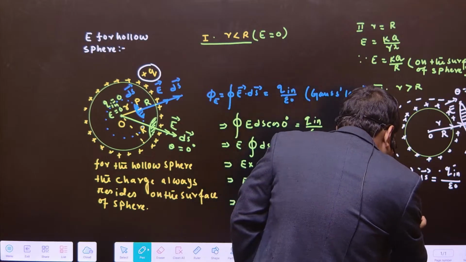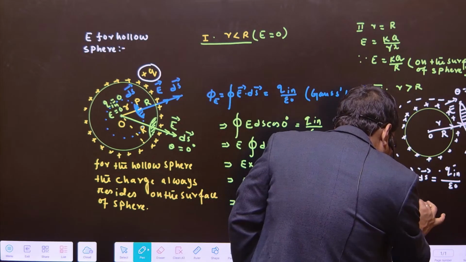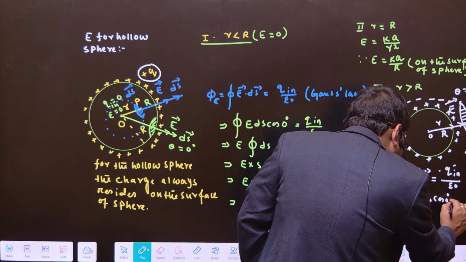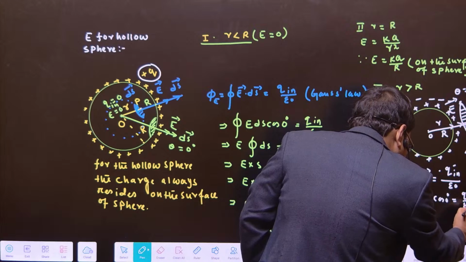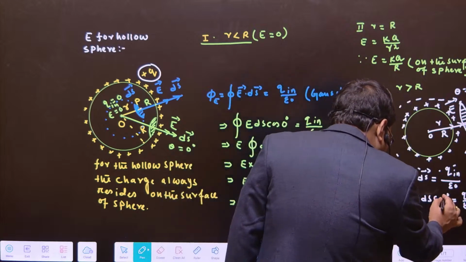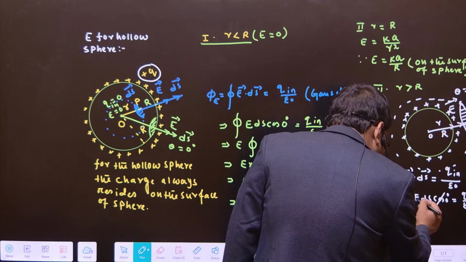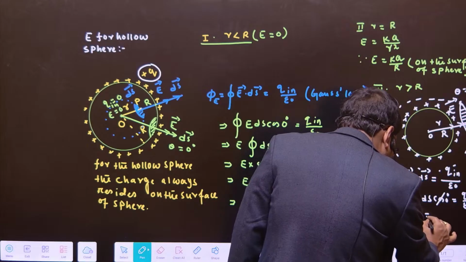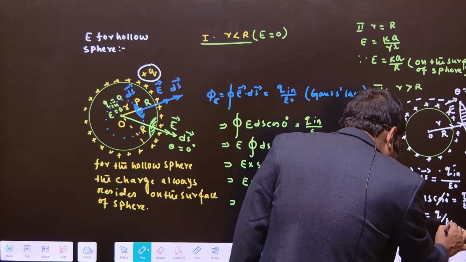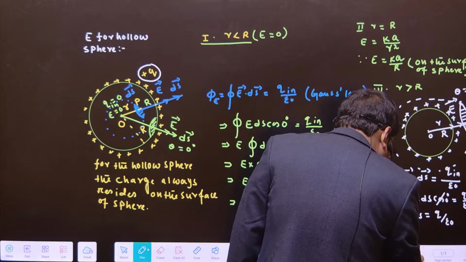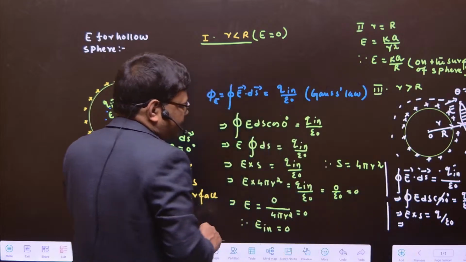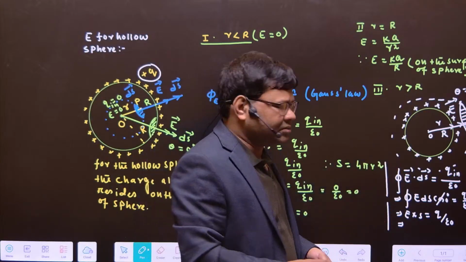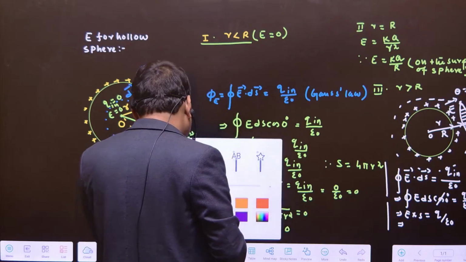Then we can write the integral of E dot dS, meaning E dS cos 0 degrees, is equal to Q by epsilon naught. Cos 0 is 1, so E into dS, with E constant and taken out of the integration, the integral of dS over S is equal to Q by epsilon naught, where Q is the enclosed charge. S means the area of the Gaussian surface. What will the area be? This Gaussian surface is spherical in nature. Any problem to understand?